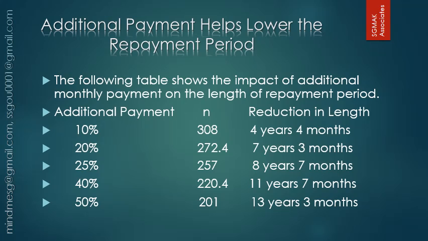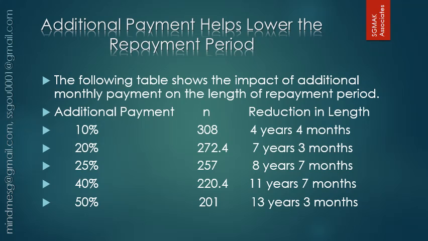So for 10% we showed the new plan period is 308, so your reduction in length is 4 years and 4 months, 52 payments. If you increase it to 20% additional payment, then the new period changes to 272.4. So it reduced the plan period by 7 years and 3 months.